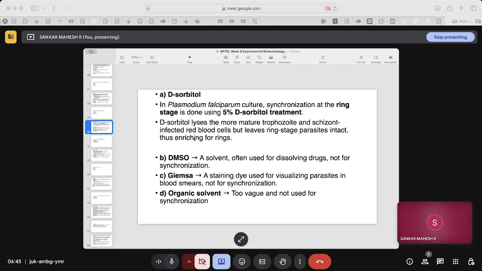Okay, in parasite culture, let's take the case of Plasmodium falciparum. You have different stages, and synchronization at ring stage is done with sorbitol treatment. Sorbitol, do you know what sorbitol is?